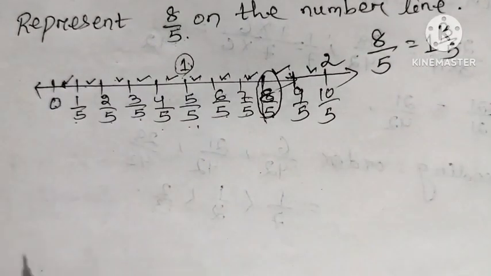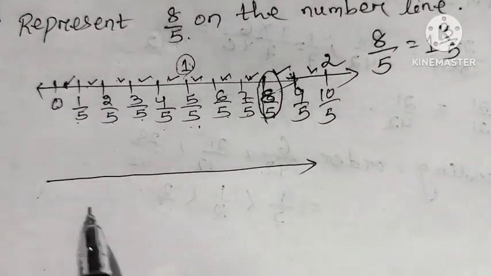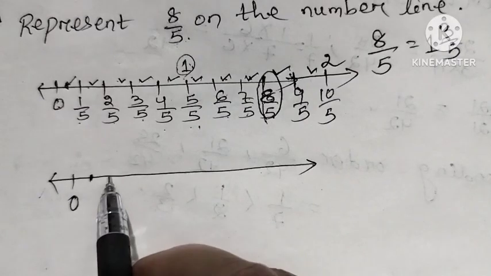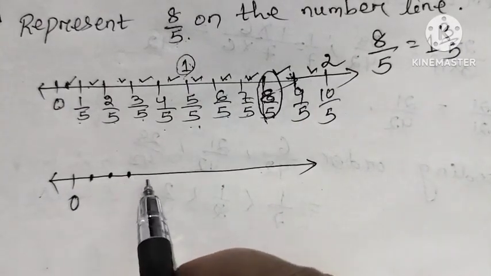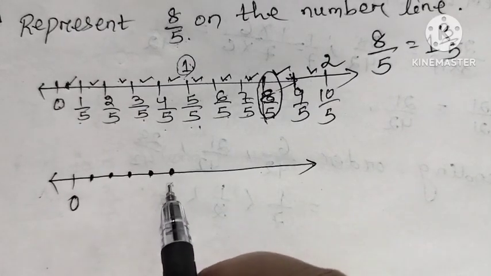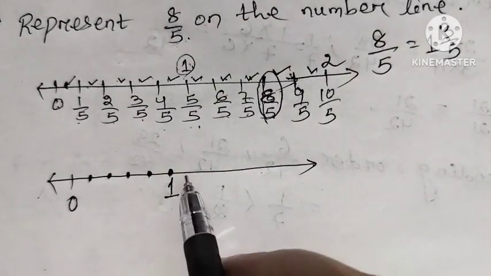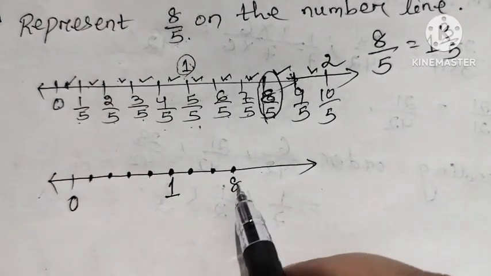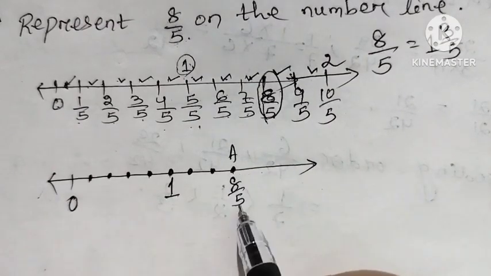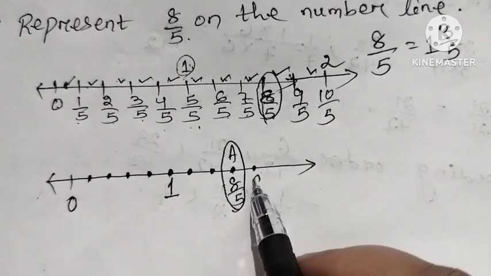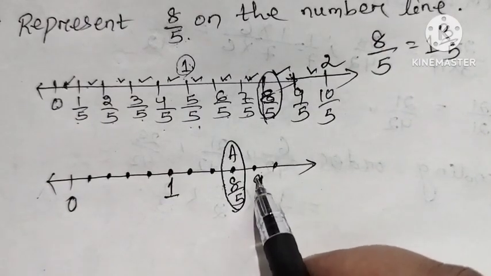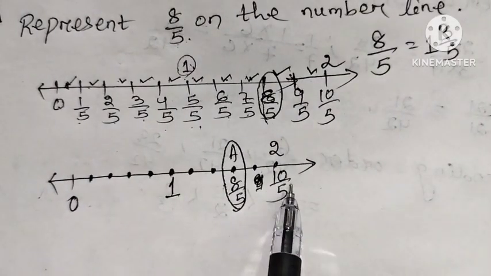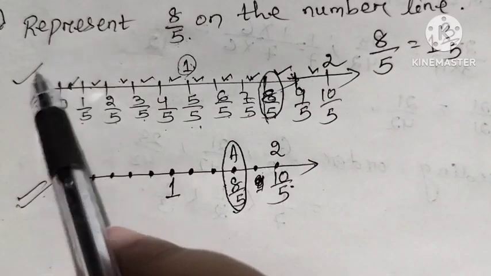And in another case, how to represent the number line like this. See, 0, then 1 by 5, 2 by 5, 3 by 5, 4 by 5, 5 by 5. Here you write 1. Then 6 by 5, 7 by 5, 8 by 5, given as 8 by 5, A. Then 9 by 5, and 10 by 5 is equal to 2. You can write it like this also.